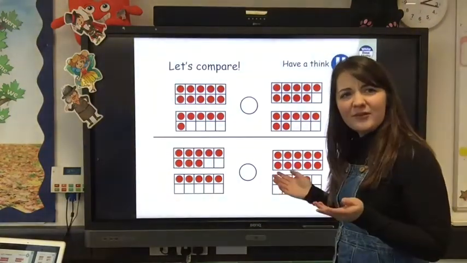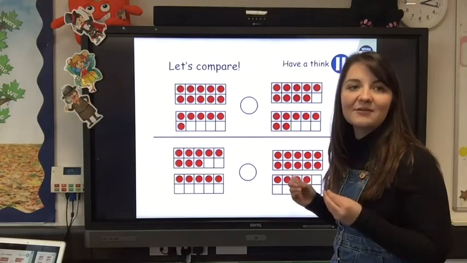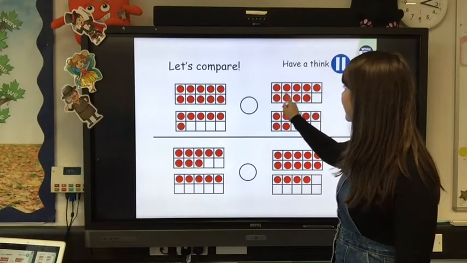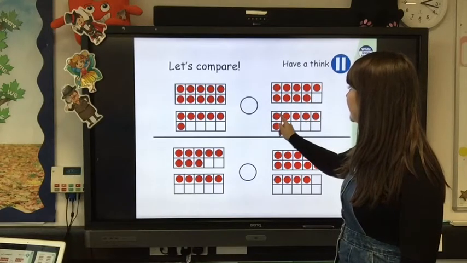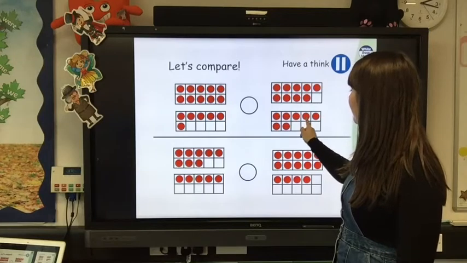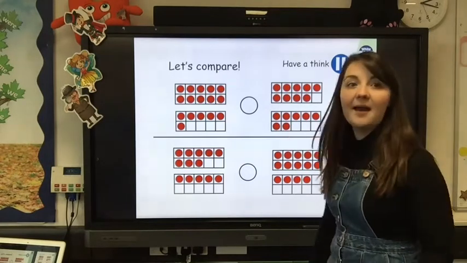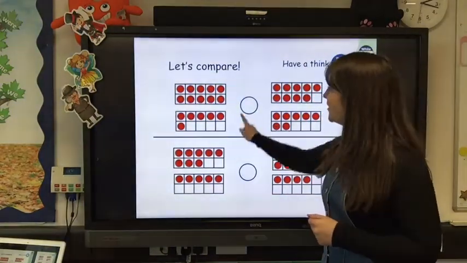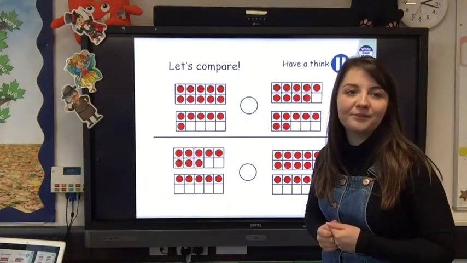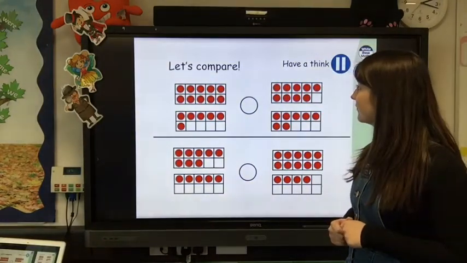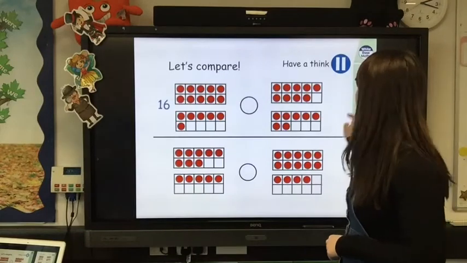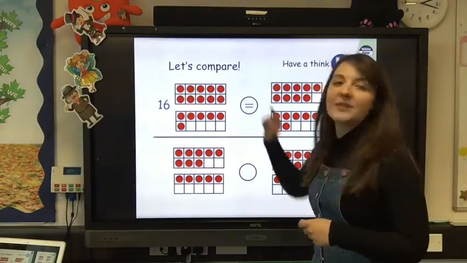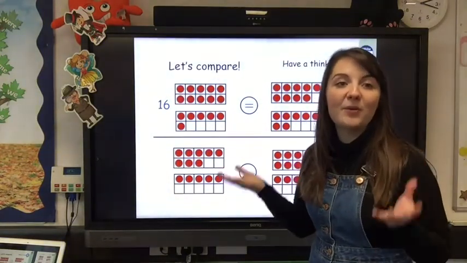And this time we don't have a full 10, so let's just count all together, counting our ones. 1, 2, 3, 4, 5, 6, 7, 8, 9, 10, 11, 12, 13, 14, 15, 16. Oh, they're both 16. They're just arranged in a different way. So what symbol are we going to put in the middle then? We're going to put our equal sign in the middle because we use our equal sign when we have equal amounts, when both amounts are the same.